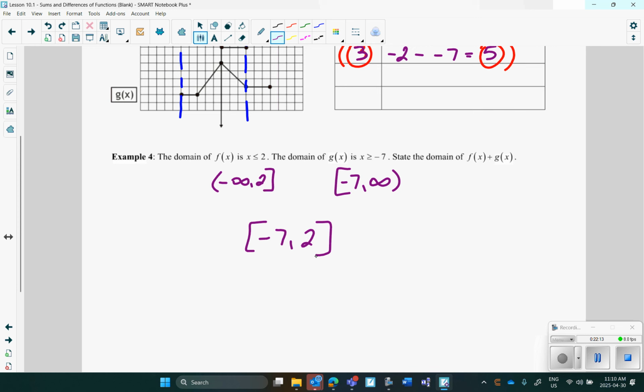That's what's in common. Or, if you want to write it using set notation, either is correct. You don't have to know how to write both. You get that.